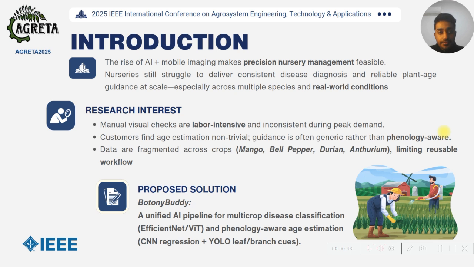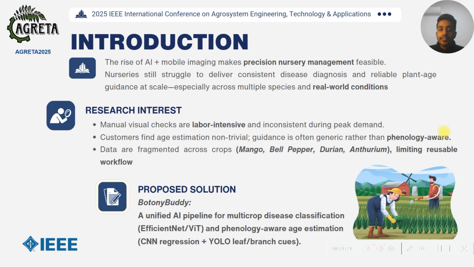Basically, the rise of AI and imaging makes precision nursery management feasible. Precision agriculture itself is a new pathway for the future, being enabled by AI. The research is motivated because manual visual checks are labor intensive and inconsistent during peak demand. We need to provide a solution for that, which is one particular reason we are introducing BotanyBuddy.